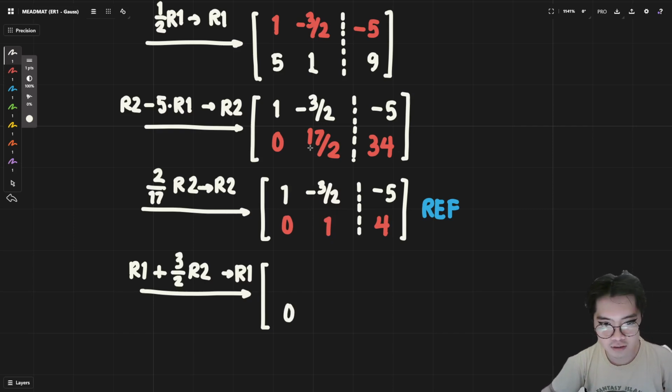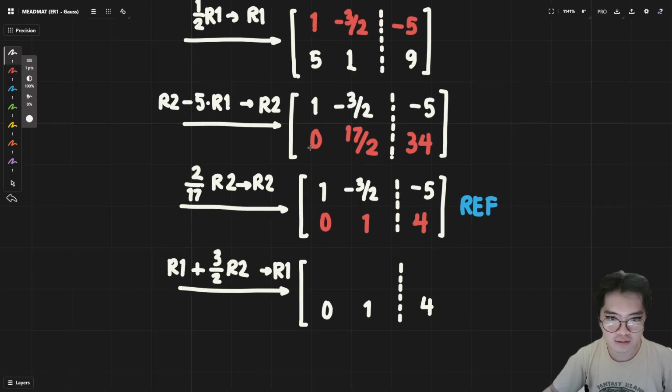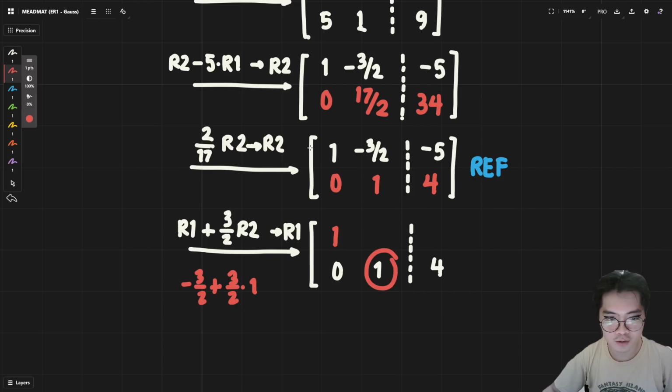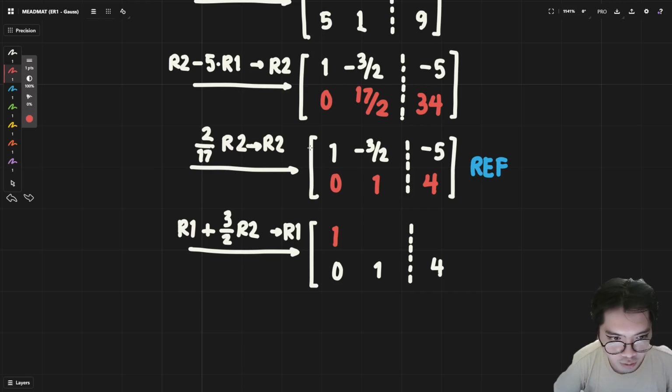This one will remain unchanged, 0, 1, and then 4. And notice that this will also remain unchanged because your R1 is 1 plus 3 halves times 0. So nothing is going to happen there. And this one is negative 3 halves plus 3 halves times 1, where the goal in here is to just turn it into 0.